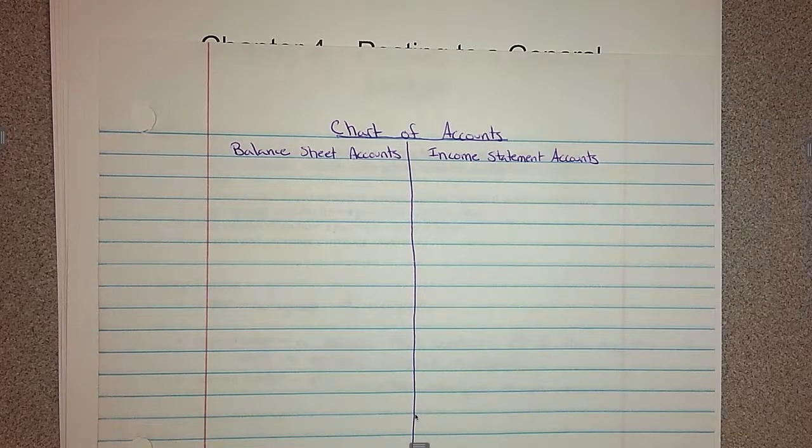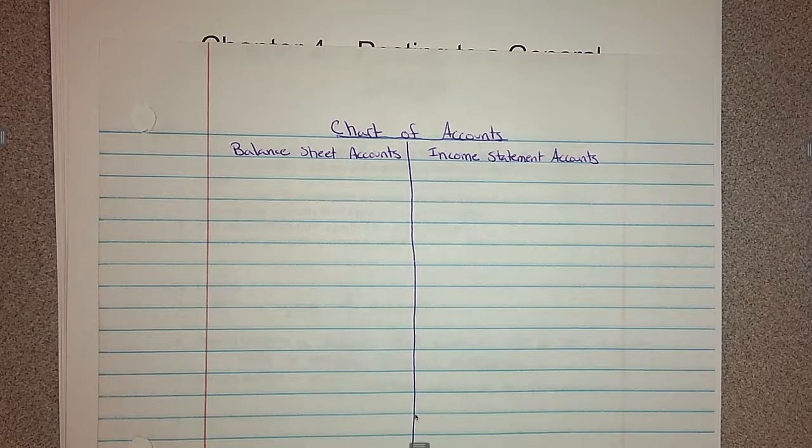So a balance sheet is the accounting equation balanced. Assets equals liabilities plus owner's equity. So all the assets, all the liabilities, all the owner's equity accounts are going to go on the balance sheet side. Income statement side is all the stuff that we need to determine if we're making a profit. So all of the revenue and all of the expenses.